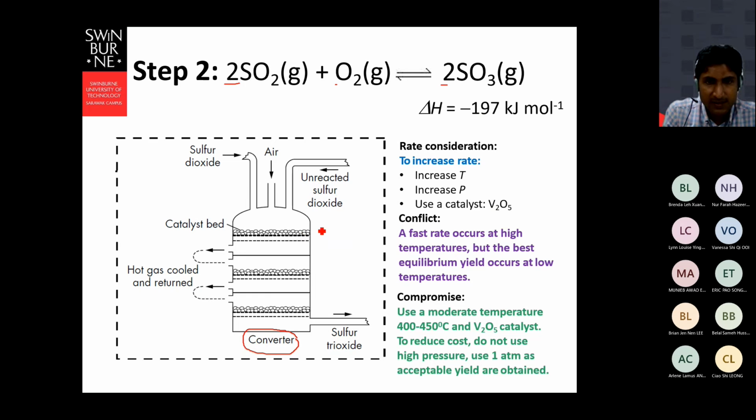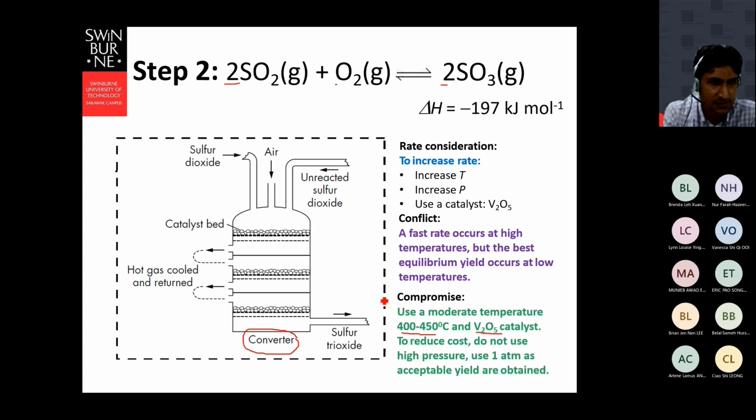And the conflict will be that a fast rate occurs at high temperature, but the best equilibrium yield occurs at lower temperature. The equilibrium yield will be at low temperature, but the rate of production will be fast at higher temperature. So what can I do? We have to do some trade-off. If we use 400 to 450 degrees centigrade, it's not very high, but it's not very low as well, and vanadium pentoxide. So this is a mixed, blended method. I'm using temperature and catalyst both.